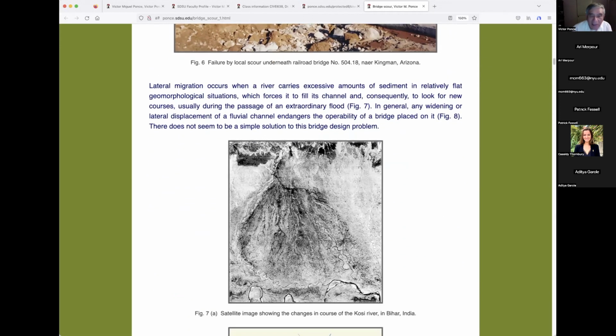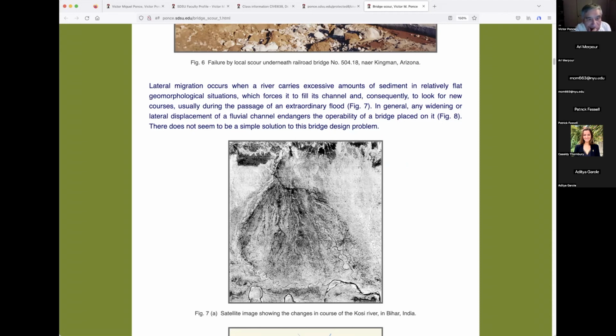And finally, lateral migration. Lateral migration occurs when a river carries excessive amounts of sediment in relatively flat geomorphological situations, which forces it to fill its channel and consequently to look for new courses, usually during the passage of its extraordinary flood. In general, any widening or lateral displacement of a fluvial channel endangers the operability of a bridge placed on it, of course. You put a bridge and the river can move somewhere else, and then the bridge is there standing, but it's not operable, right?